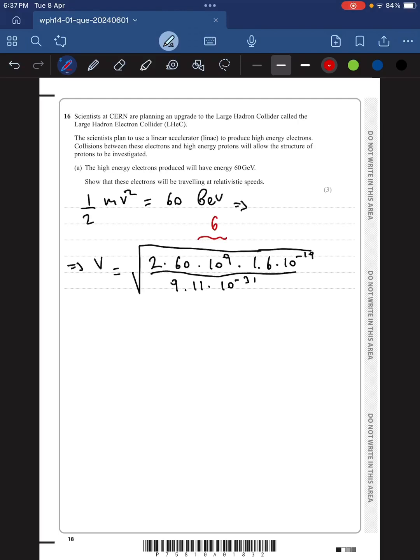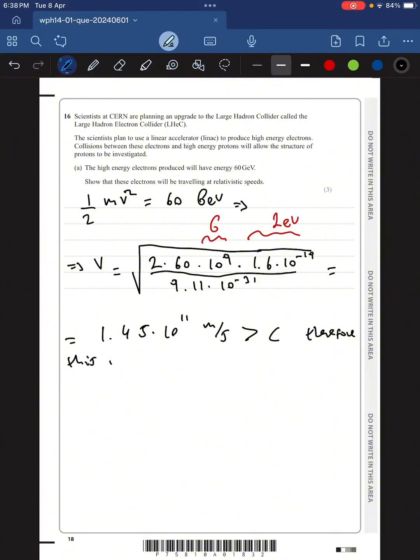All right, so let me write this. This is G, sorry. This is G. This is 1 eV, etc. Okay, I hope this is clear. If we do this calculation, we will find that the velocity should be 1.45 times 10 to the 11 meters per second, which is larger than c. Therefore, this is impossible.